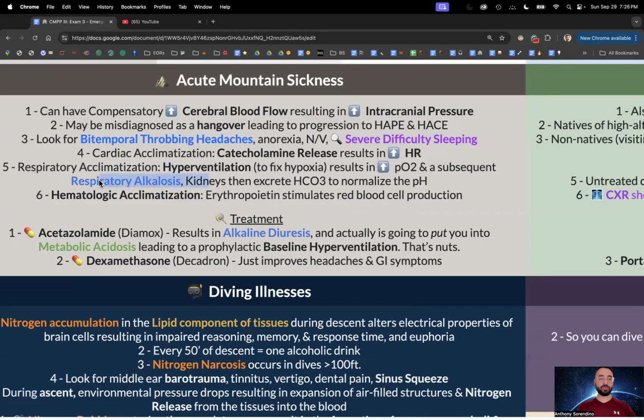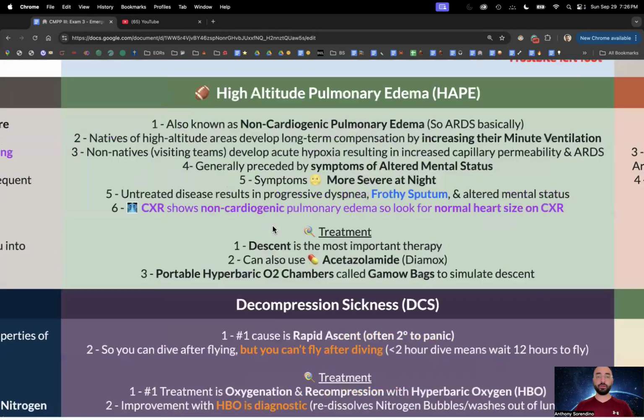So yeah, you have this hyperventilation, and as it's correcting the acidosis, it will lead you to a respiratory alkalosis because you're blowing off all that CO2. So nice little combination there.